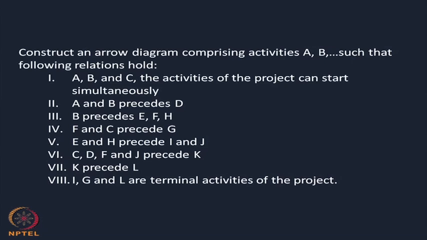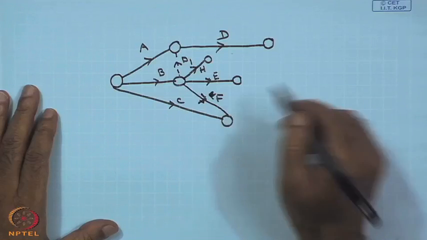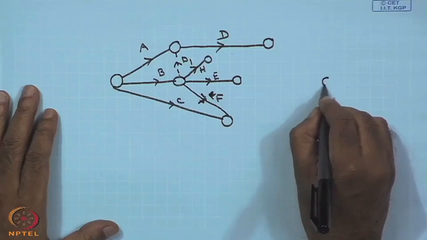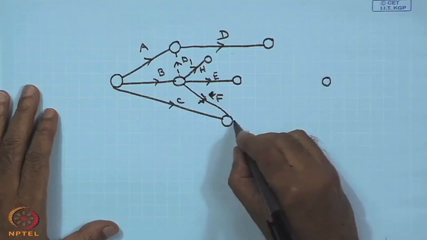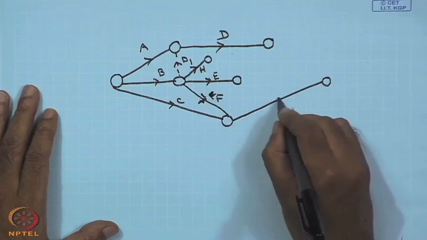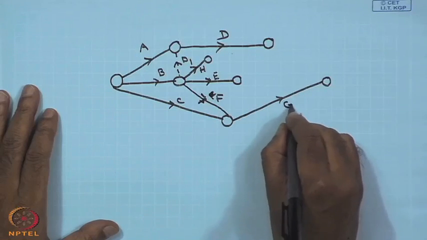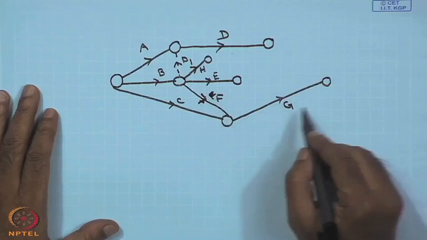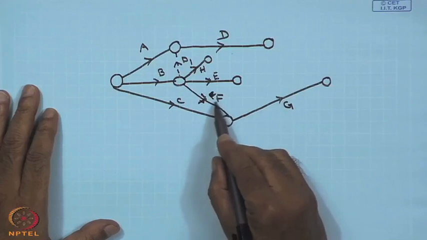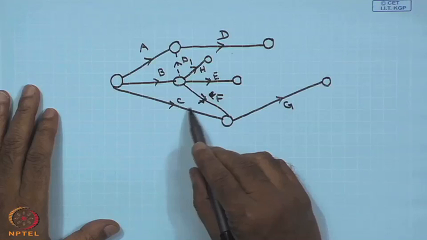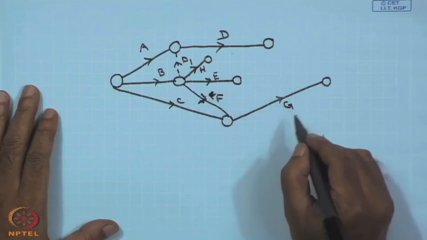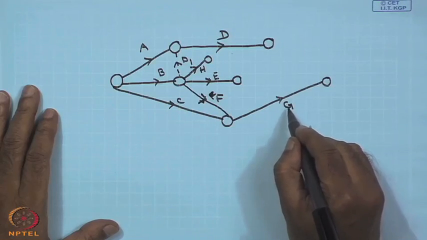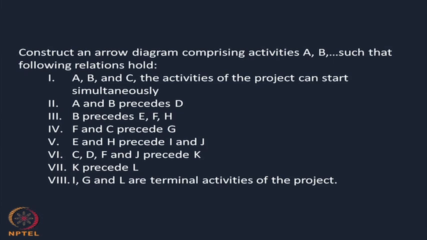The next one is F and C precedes G. F and C precedes G, that is, there will be a node, and the activity G can be started only after both F and C have been completed. So, I have drawn this: once both F and C are completed, only then are we starting the activity G. So, this goes to your number 4.